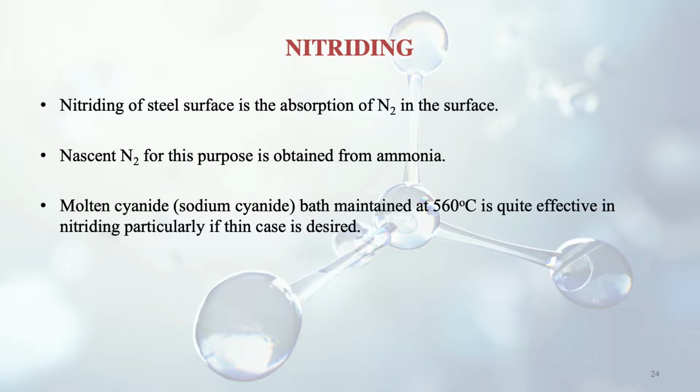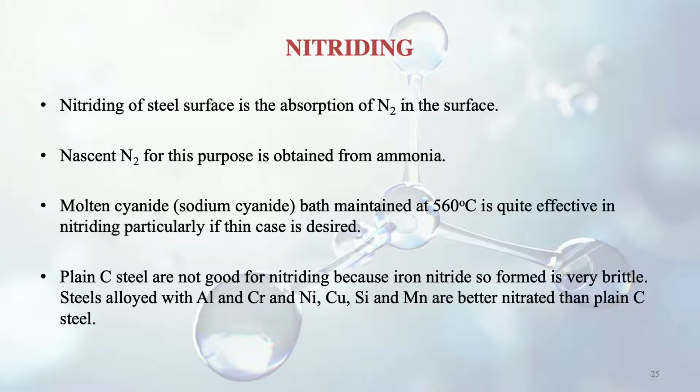And a molten cyanide, sodium cyanide bath is maintained in this case, and the temperature is around 560 degrees centigrade, and it is quite effective in nitriding, particularly if we need a thin case, that is, the thickness of the hardened layer is less. Plain carbon steel, it is mentioned here, is not good for nitriding, because what happens is iron nitride is formed.